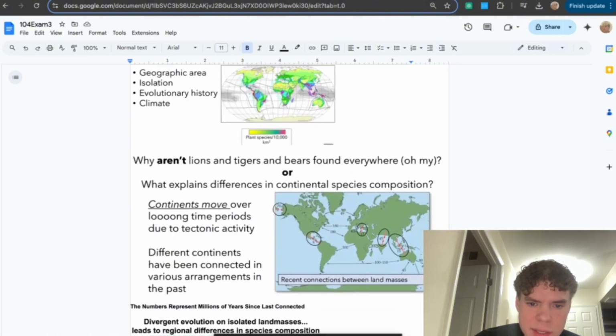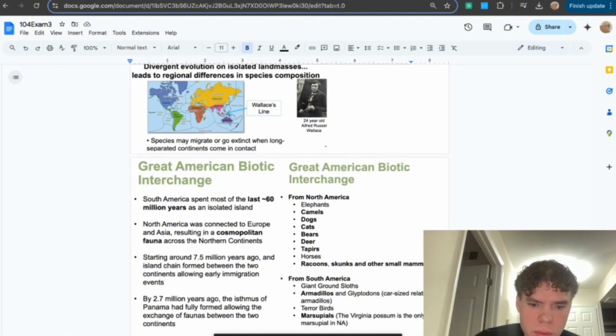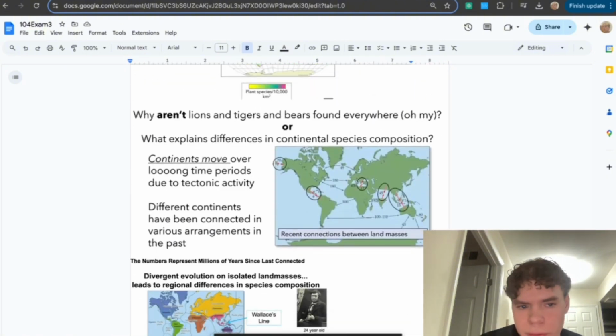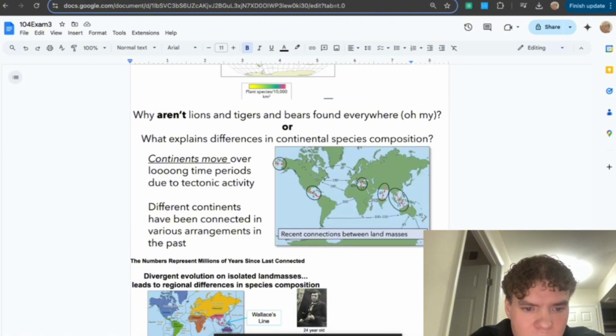Why aren't lions and tigers and bears found everywhere? Continents move. This is talking about drift. That's because continents move over long periods of time due to tectonic activity, right?